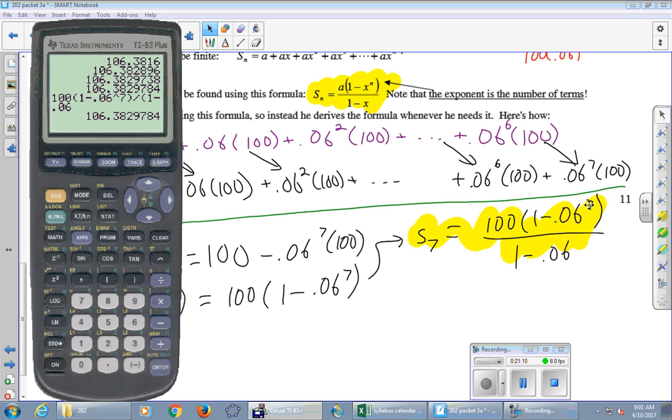Easy peasy. How many terms would you need to go out if I went to day 7? How many terms or how many days would you need to go to derive that formula?